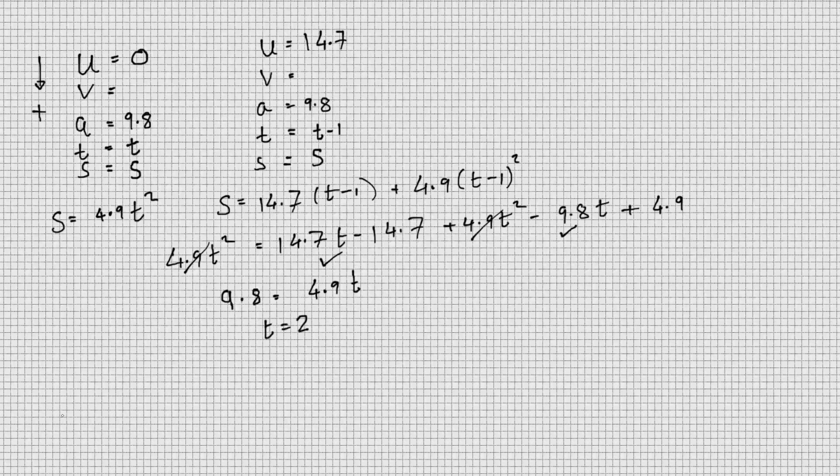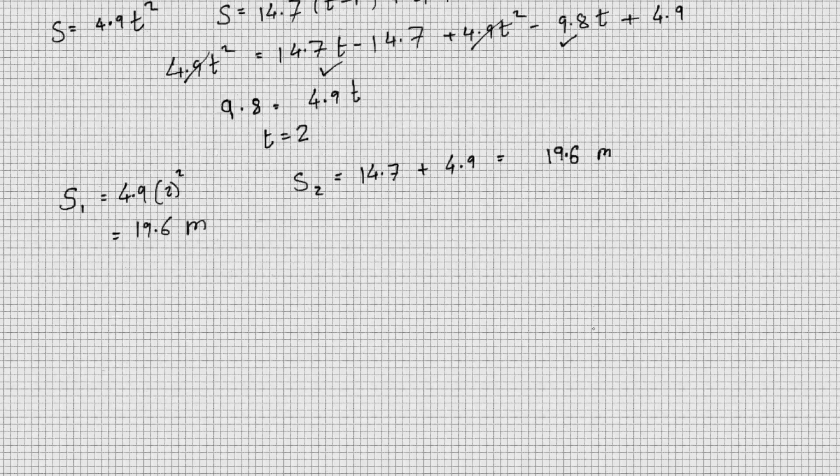Well, there's one way we can check. So the distance traveled by the first particle would be 4.9 times 2 squared. So that would be 19.6 meters. And that should be the exact same distance traveled by the second particle. So S2 equals 14.7 times 2 minus 1, which is 1, plus 4.9. 2 minus 1 squared is still 1. And that's equal to 19.6 meters.